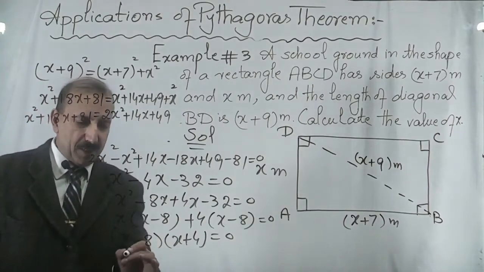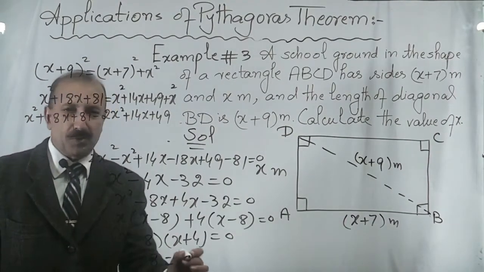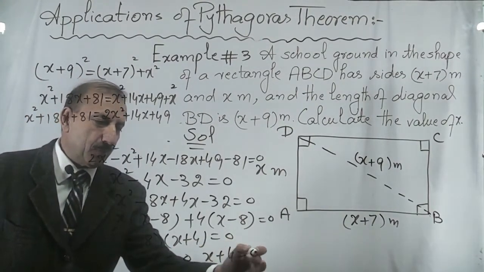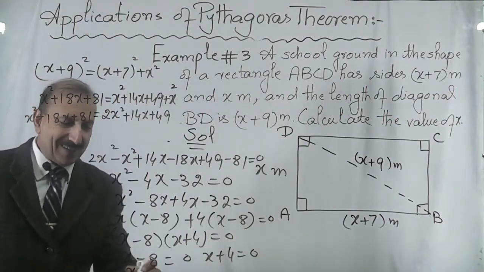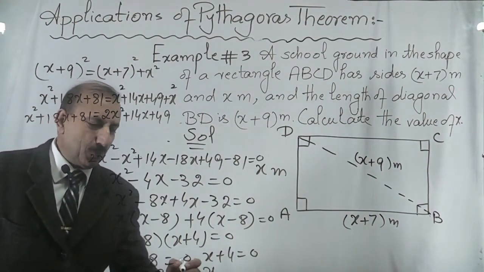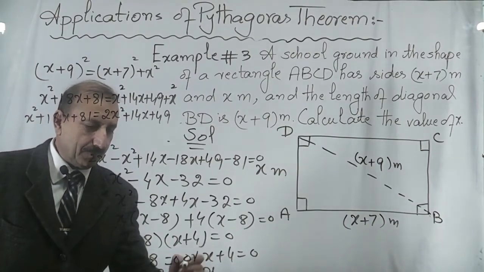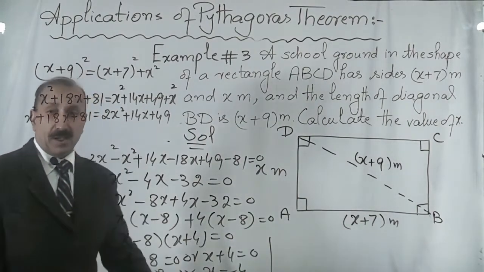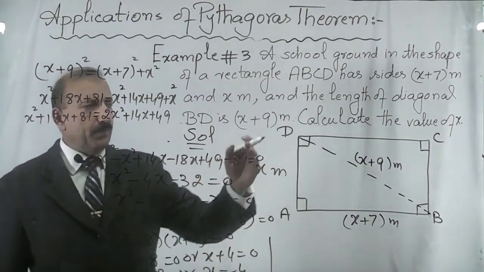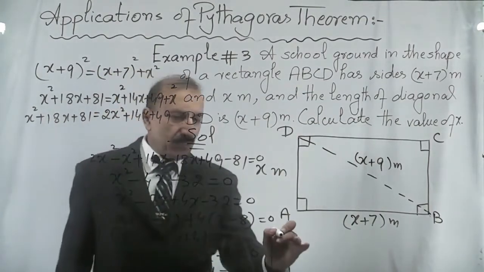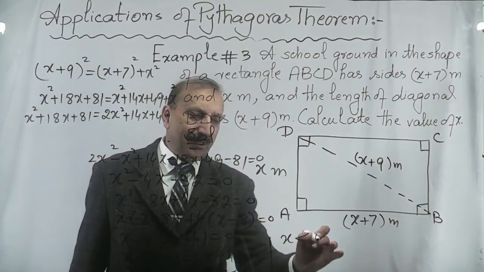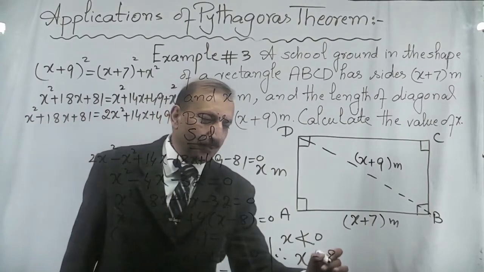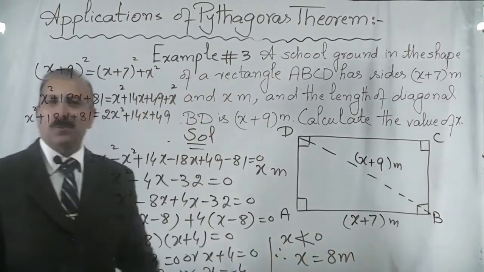Now put them separately equal to 0. X minus 8 is equal to 0, and x plus 4 is equal to 0. This will give you x is equal to 8, and this will give you x is equal to minus 4. And since these are real life values of measurement, for the measurement of any ground, the value of x cannot be less than 0. Therefore, our final answer is x is equal to 8 meter, my dear students.